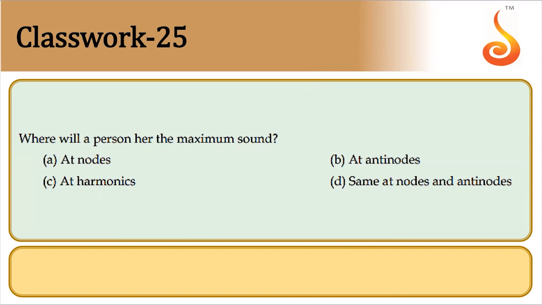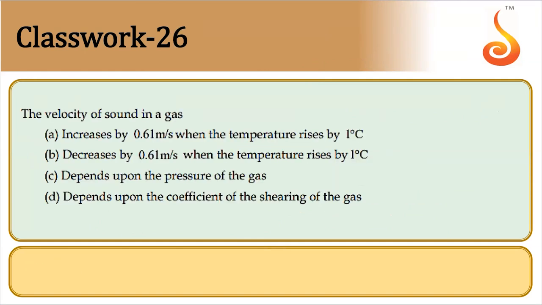Yes, hope you have taken this. We shall move on to next. Velocity of sound in gas increases by 0.61 meter per second when temperature rises by 1 degree Celsius; decreases by 0.61 when temperature rises by 1 degree Celsius; depends upon pressure of the gas; depends upon coefficient of shearing of the gas. See, this is also memory based. So for every 1 degree rise in temperature, velocity of sound increases by 0.61 meter per second in air. Not in a gas, it should be in air.